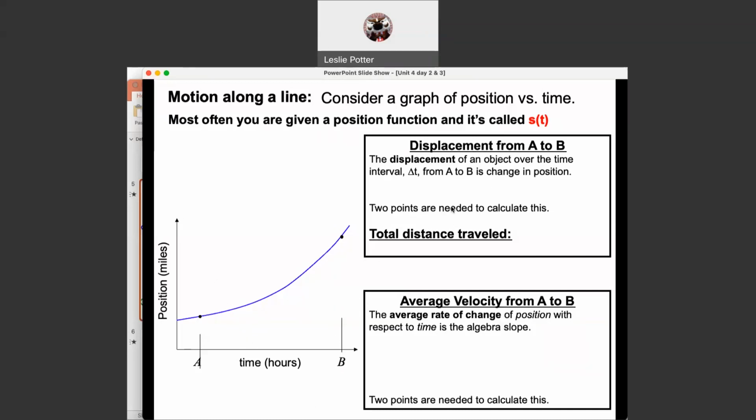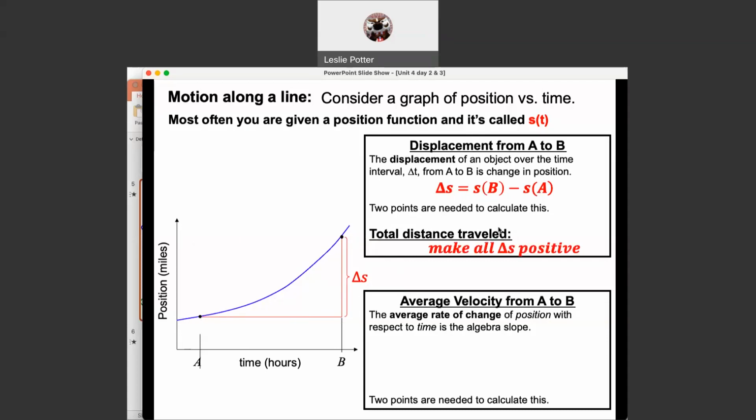And so for displacement from point A to point B, the displacement of an object over the time interval delta t from A to B is its change in position, right? So we know that if we want displacement, we want this change in position. So how is the y-axis changing? So we call displacement then delta s. Delta represents change, s represents position. And so that is going to be the position at point B minus the position at point A. Change in any value is the final minus the initial value. So the position at point B would be this location up here. The position at point A would be this location here.